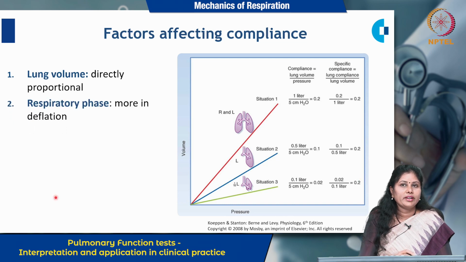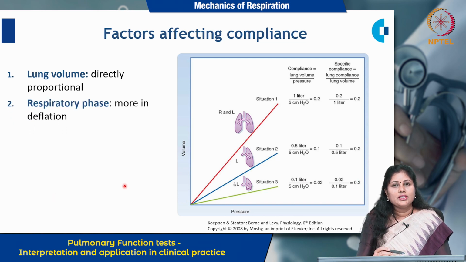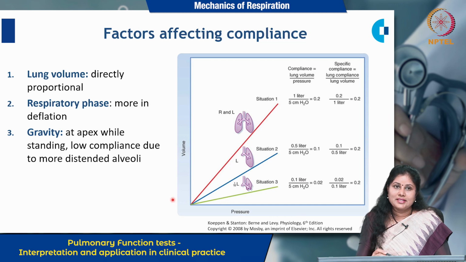Then the next factor that affects compliance is the respiratory phase. We just saw that during deflation, during expiration, the volume of air present in the lungs is greater when compared to inspiration. So, the compliance is more during deflation. Gravity also matters: in standing posture at the apex, the compliance is low because the alveoli are already distended, so it is much more difficult to distend them further. If the surfactant is more, the compliance will also be more, and vice versa. We will see about this concept of surfactant in the next few slides.